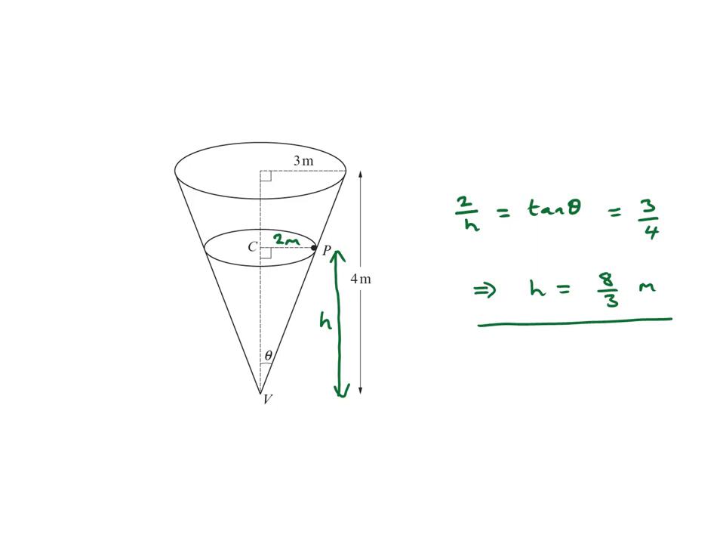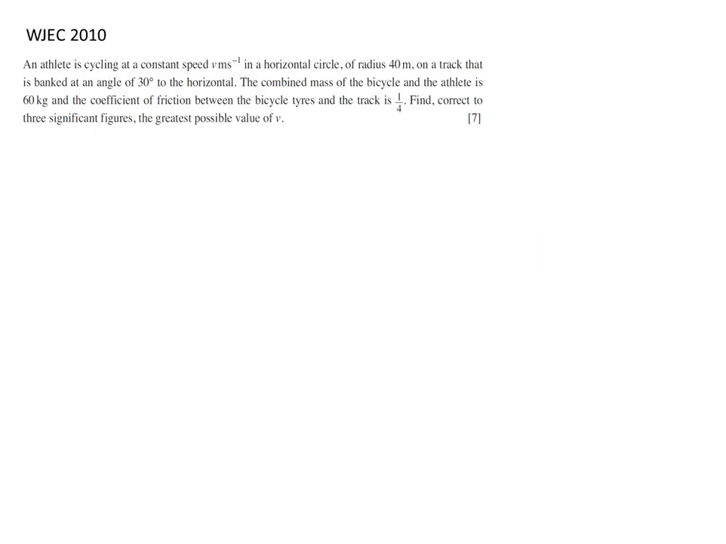Let's now move on to a second example. We've got an athlete cycling at a constant speed v meters per second in a horizontal circle of radius 40 meters on a track that is banked at an angle of 30 degrees to the horizontal. The combined mass of the bicycle and the athlete is 60 kilograms, and the coefficient of friction between the bicycle tyres and the track is 1/4. Find, correct to 3 significant figures, the greatest possible value of v.